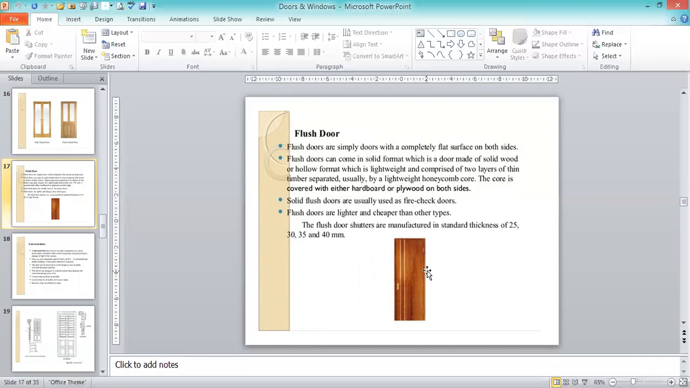It is an automatically closing door, and it is completely covered over the frame. That is, the wood or the plywood covers both the sides.